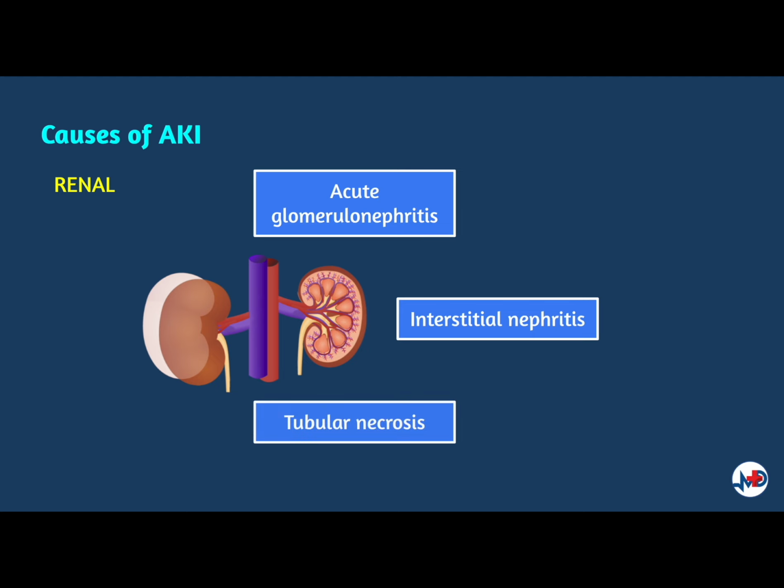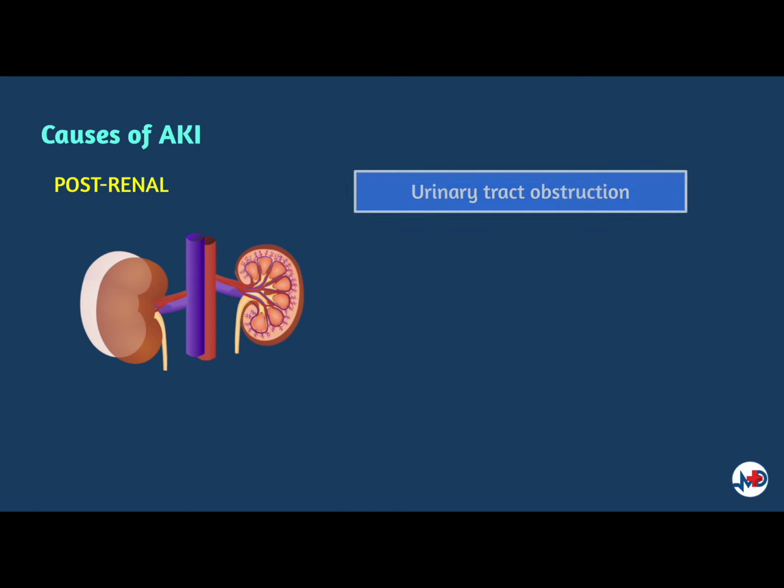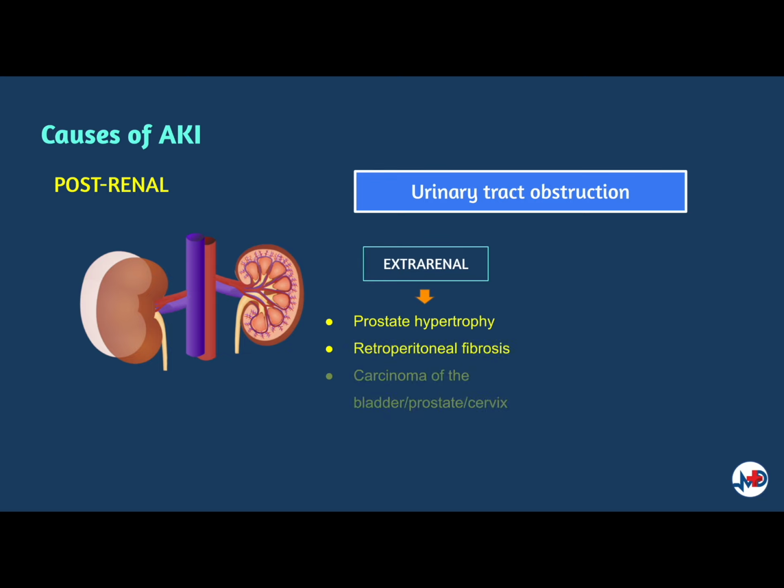Next are the renal causes. These include acute glomerulonephritis, interstitial nephritis, and tubular necrosis. How about post-renal causes of acute kidney injury? This is mainly due to the obstruction of the urinary outflow tract. This point of obstruction can be broadly categorized into two: extrarenal obstruction and intraluminal obstruction.